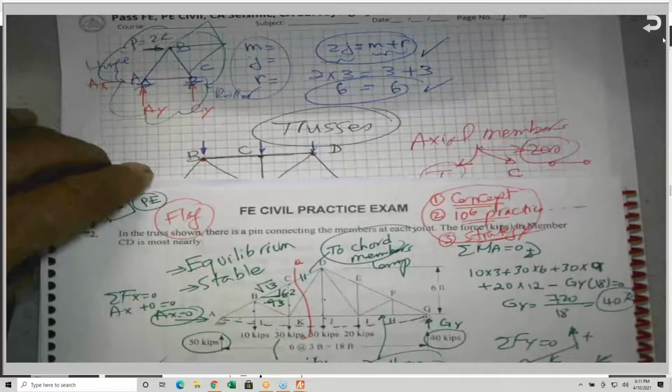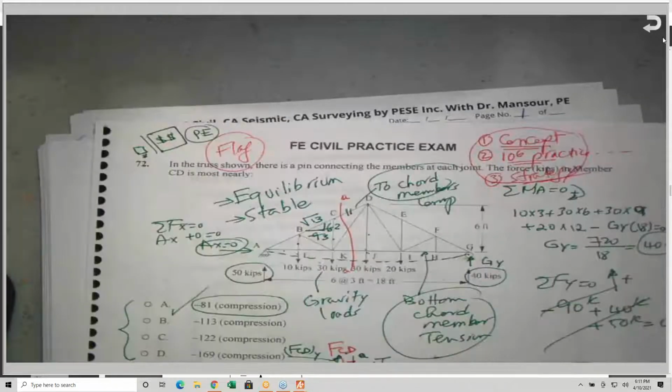Okay, welcome back, everybody. I will try to scan this picture and send it to you, or send this page with my notes.